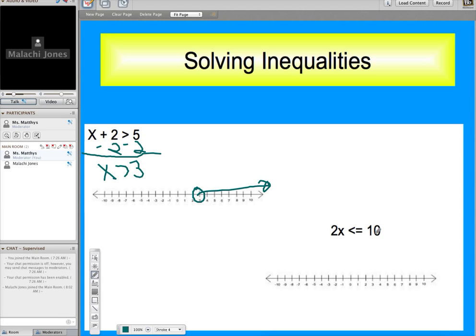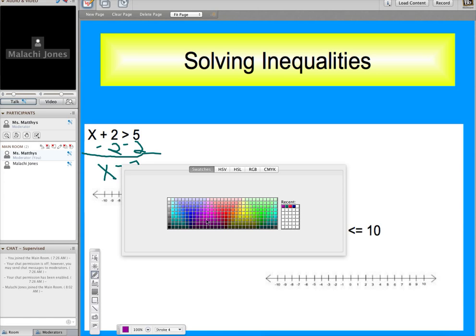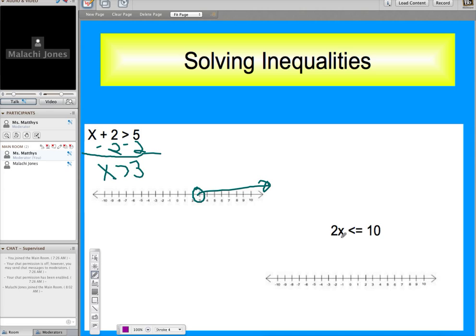Okay, let's try the next one. 2x is less than or equal to 10. How am I going to solve for x? You would divide by 2 on both sides. Yep. Okay, and x is less than or equal to? 5. Yep. Okay, all right, so let's find 5.